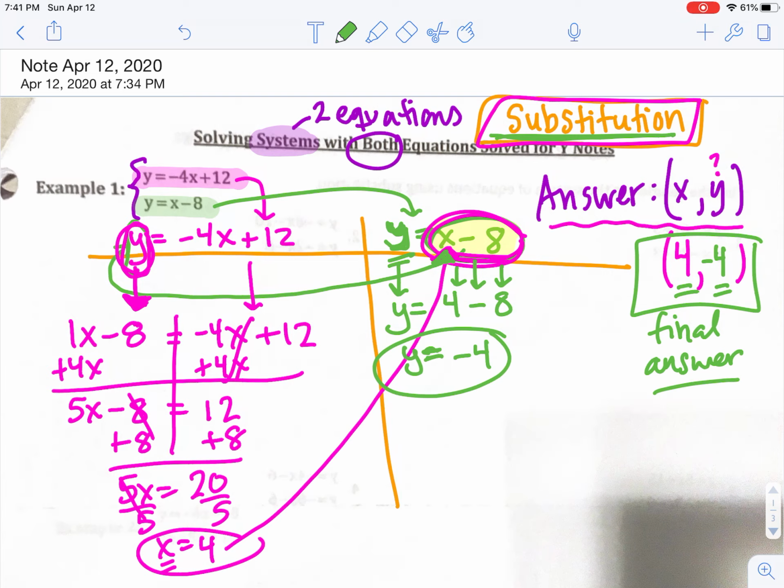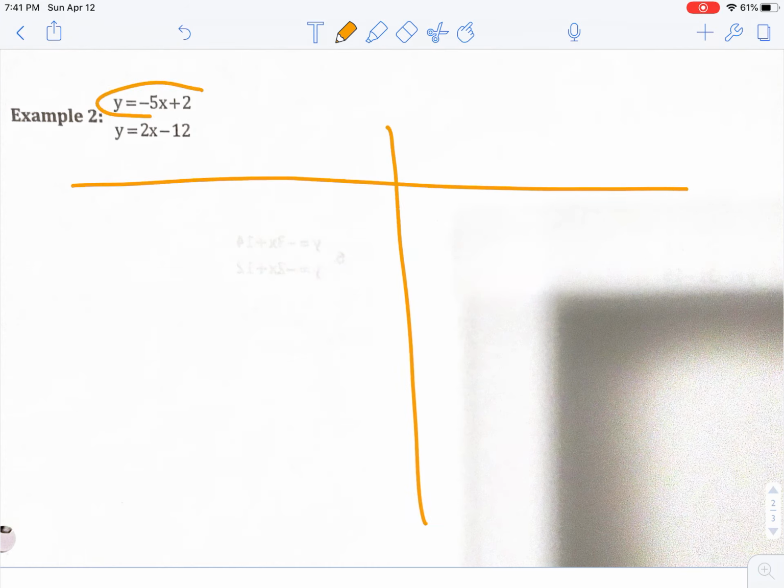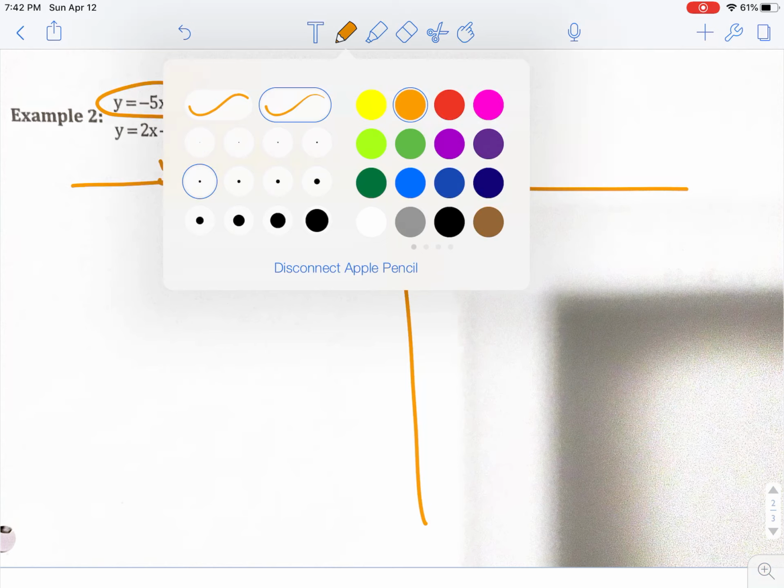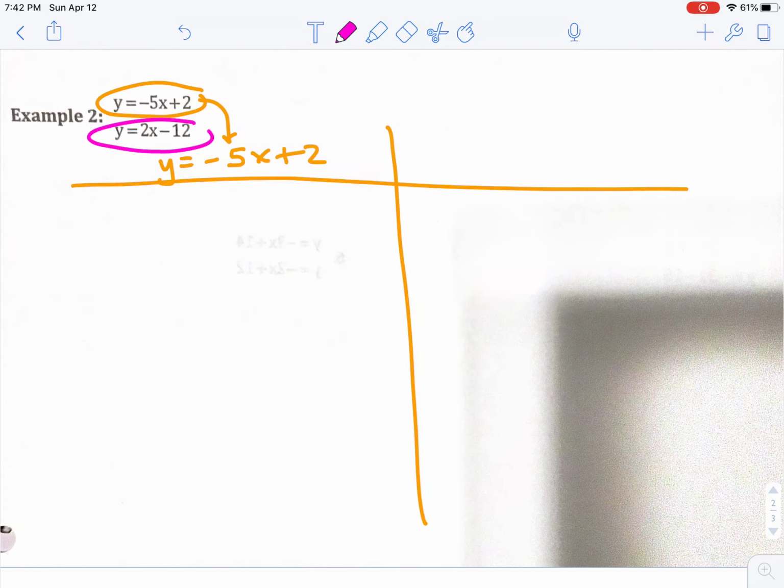Okay, I'm going to walk you through one more example, and then we'll see if you guys can try some on your own. Okay, so the next example here on the bottom, we're going to start everything off the same. I'm going to draw my t-chart. I'm going to take the first equation and write it here on the left, y equals -5x plus 2. I'm going to take the second equation and I'm going to write it over here on the right.